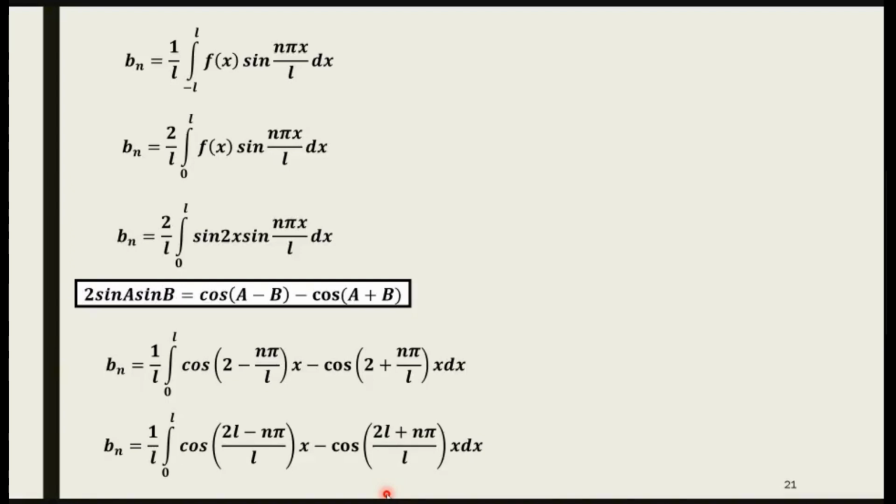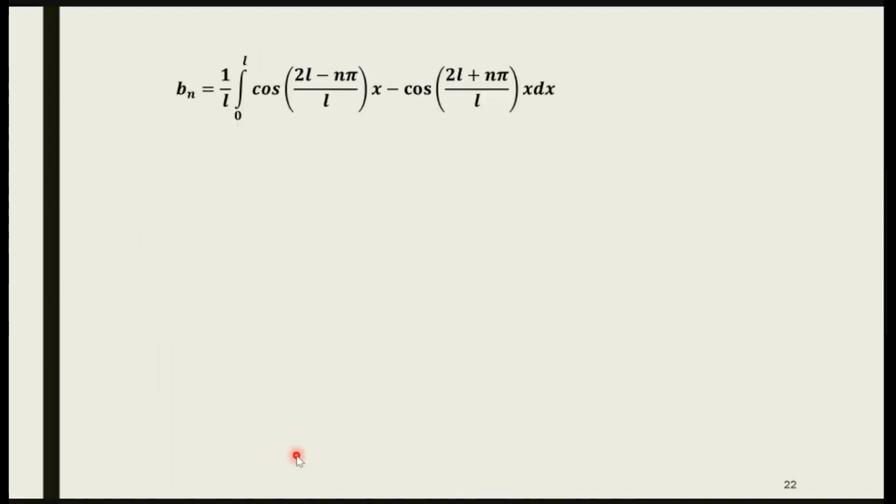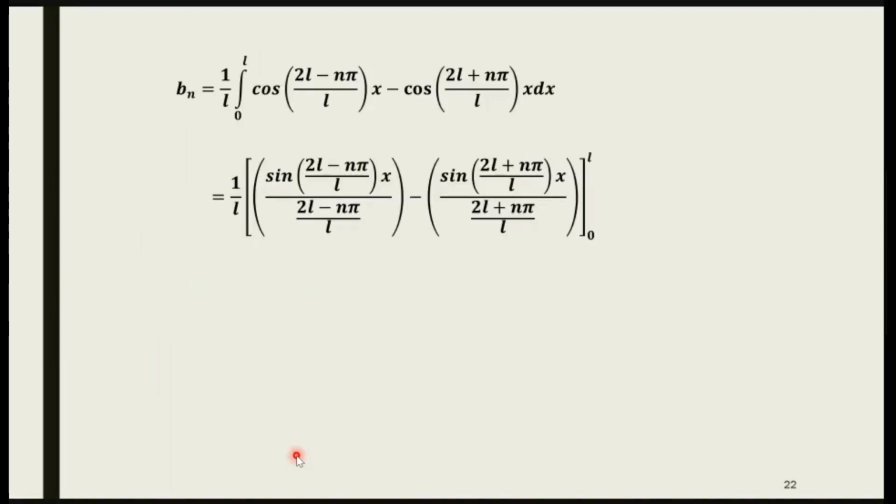Okay, we are applying sin A sin B. We apply the 2 sin A sin B formula, and after taking the LCM, now we have to integrate. On integrating, the integral of cos is sin. So sin of (2L minus n pi)/L into x upon (2L minus n pi). Similarly, again the cos's minus sign will remain as it is.